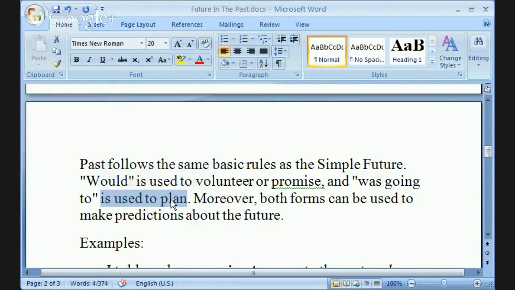However, the intent of the speaker is slightly different. I will start work on Monday in simple future simply means that it is a prediction. That is what the speaker sees as the most likely thing to happen in the future. When the speaker says, I am going to start work on Monday, it means that that is the plan. All right?